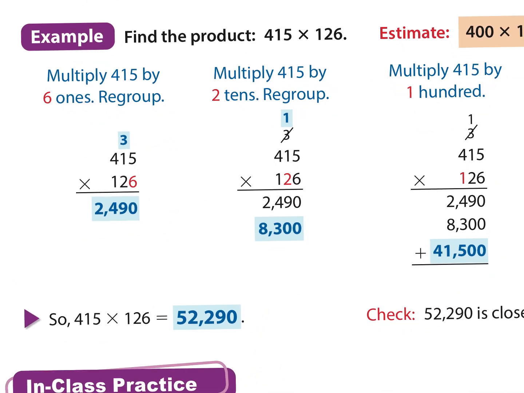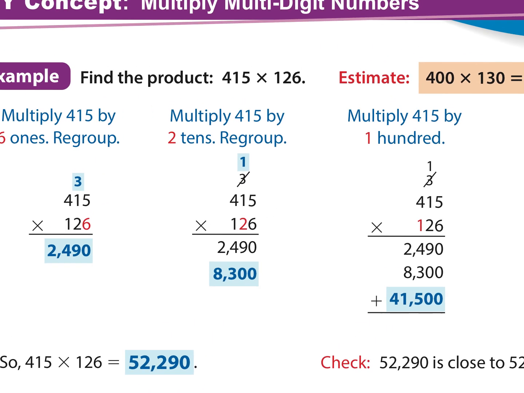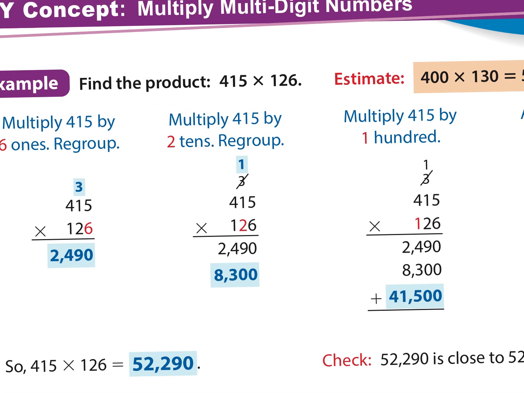Okay, they've given you several examples here, and they're showing you again that you can use estimation to check your answer for reasonableness. So if you notice, in our example to find the product of 415 times 126, they rounded to make it easy. They said, well, 415 is close to 400. I can do 400 times 130. And so my answer is going to be around 52,000.